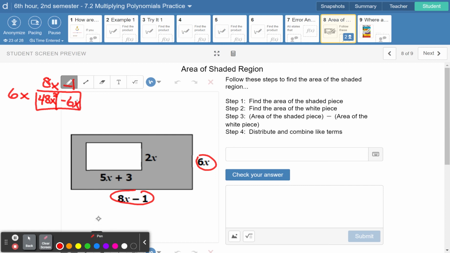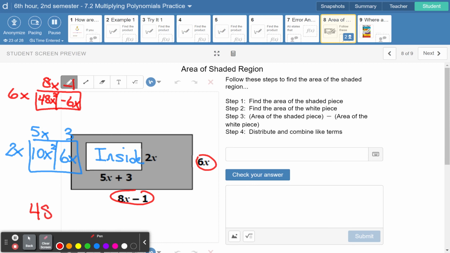Now you want to do the same for your inside. So you're going to do your 2x. Try to make your box bigger. You have more room on the bottom. So then it's 10x squared, and then 6x. Now we need to take that blue part away. So we have the 48x squared minus the 6x.